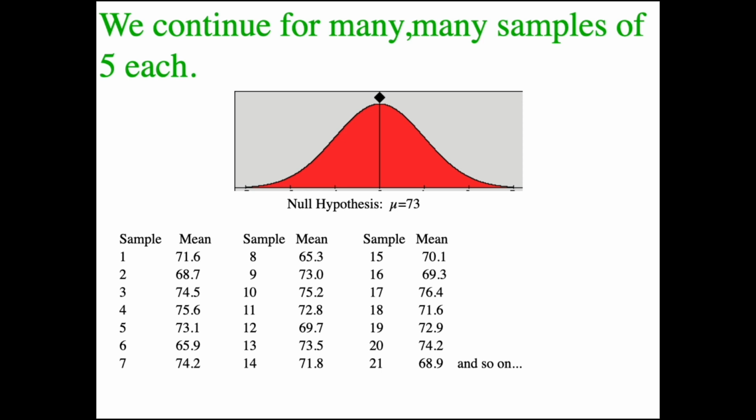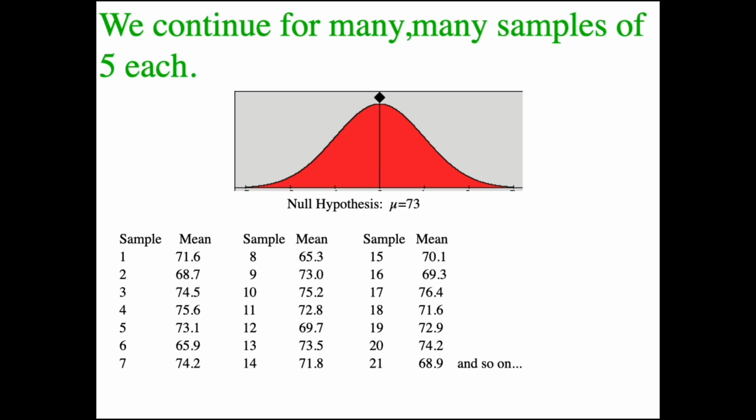So now what you can see so far is I've got a table here of 21 different samples that I've drawn and what their respective means were. And I could keep doing this on and on and on, hundreds and thousands of times. In fact, theoretically, I could do this an infinite number of times, right? So I could just keep doing this for a long, long time, just grabbing samples of 5 and figuring out their means.